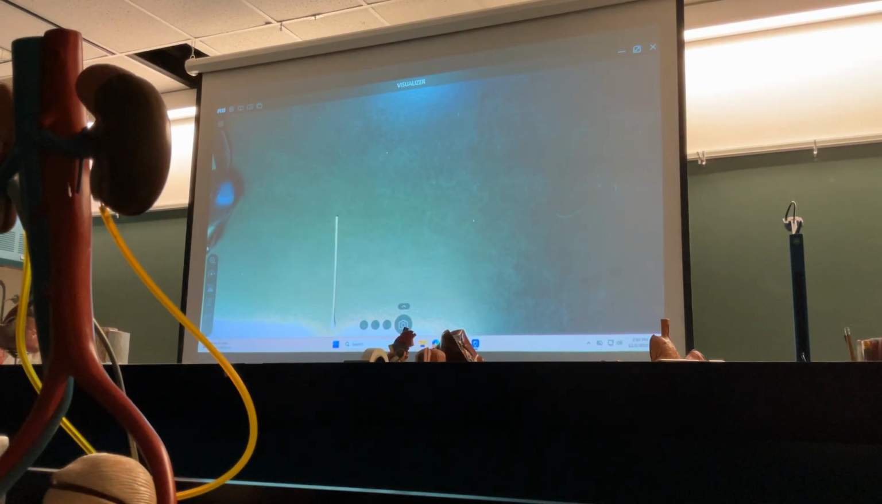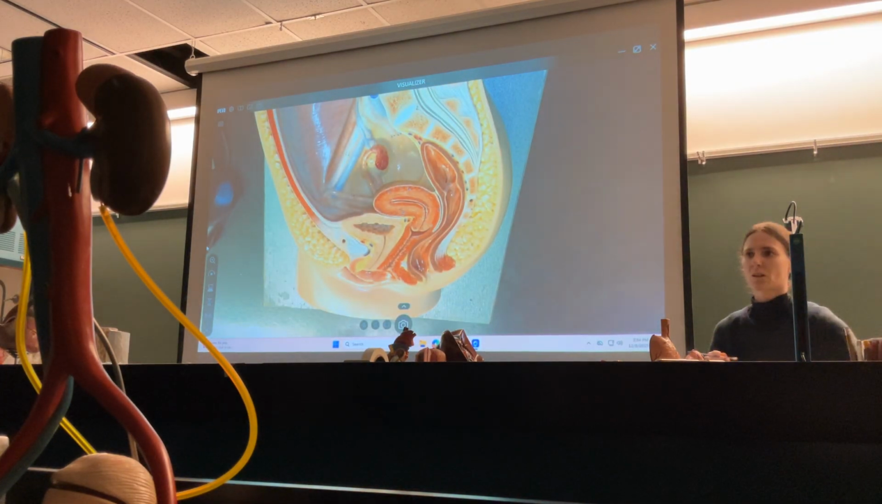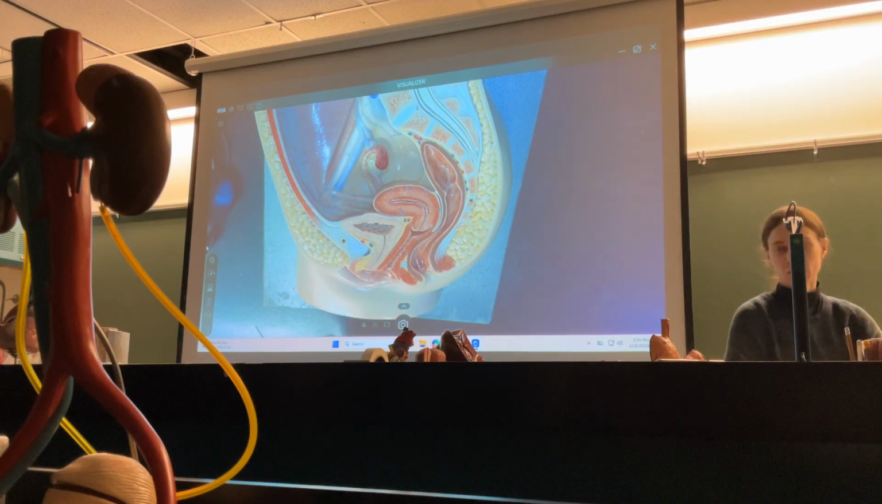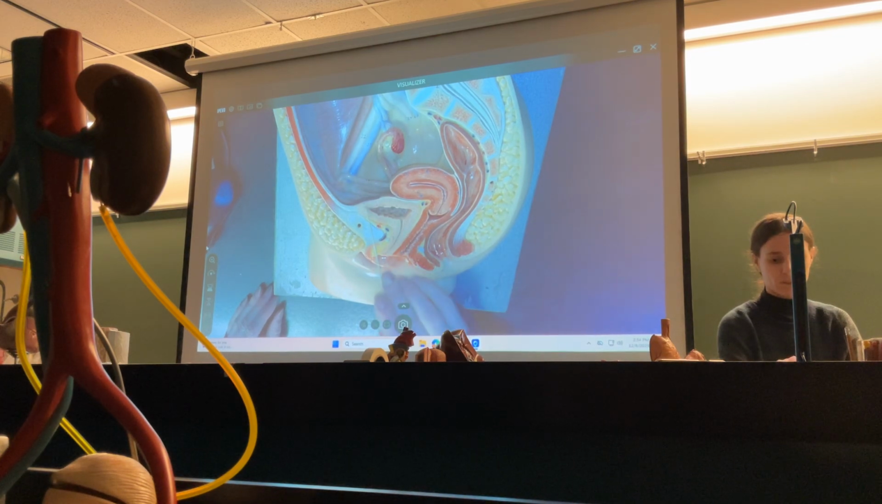The giant kidney taking up half my screen. Okay, is this female or male anatomy? Female. What is this structure right here? The urethra. So this is the bladder. What is that muscle again that makes up the bladder?